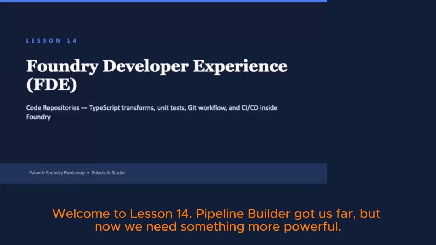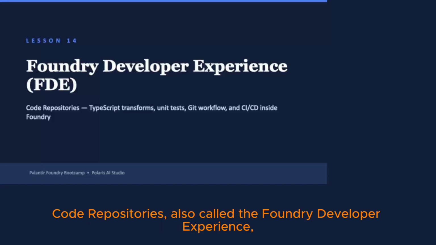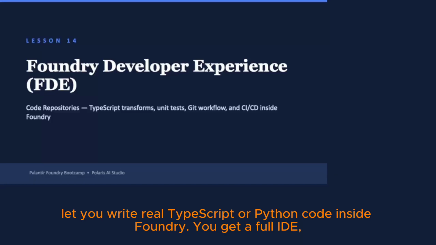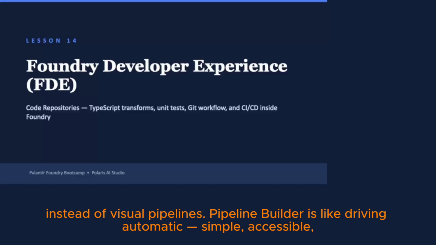Welcome to Lesson 14. Pipeline Builder got us far, but now we need something more powerful. Code repositories, also called the Foundry Developer Experience, let you write real TypeScript or Python code inside Foundry. You get a full IDE, Git version control, automated testing, and CI/CD. This lesson shows you when and how to use code instead of visual pipelines.